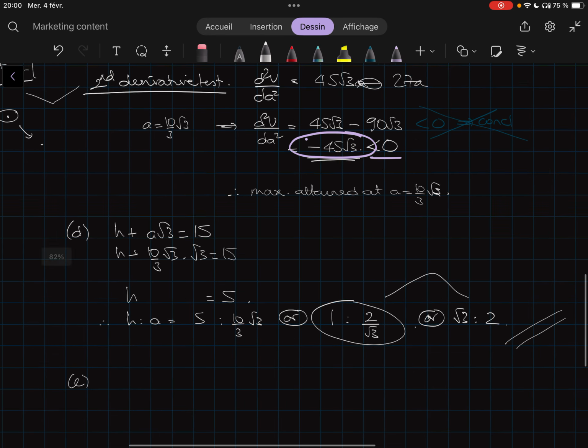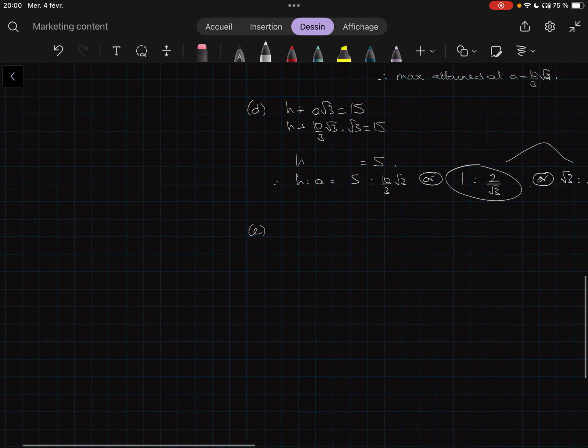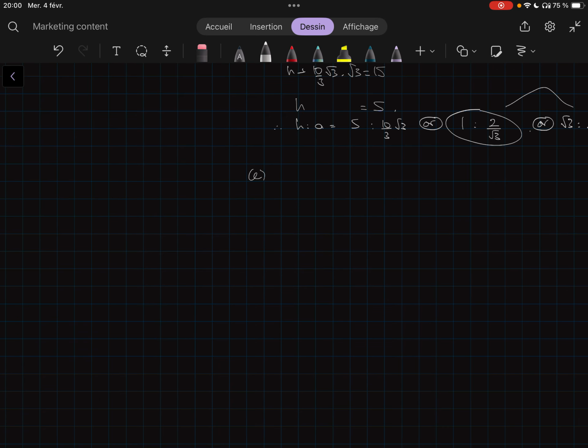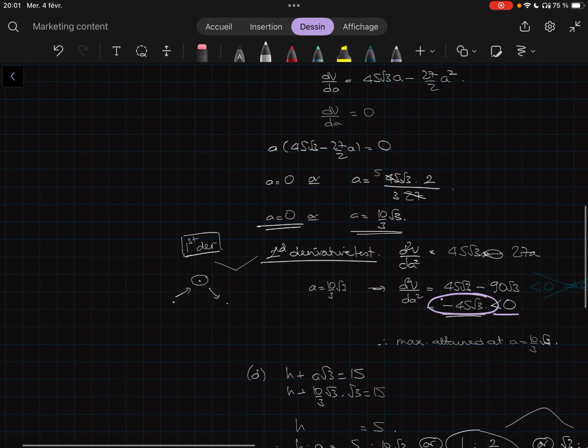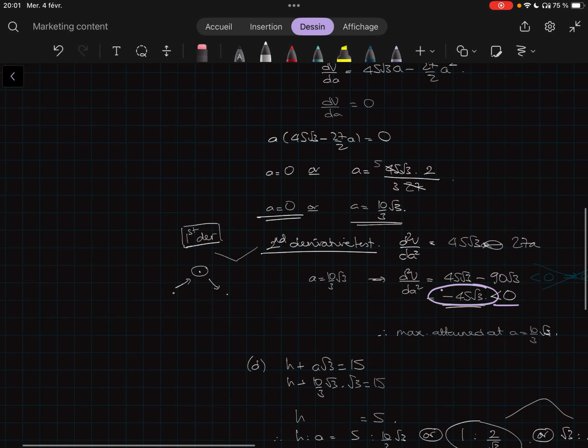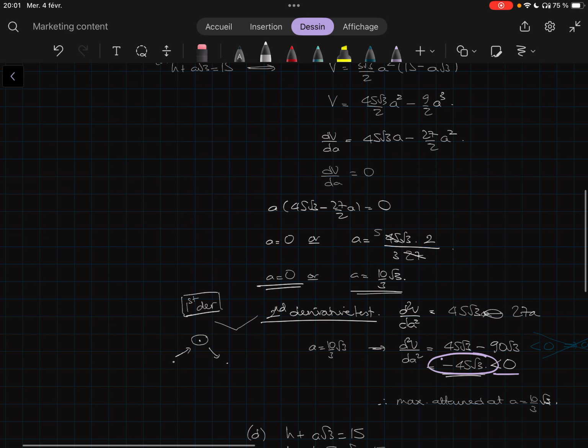Part E. Sketch the graph showing the volume of the prism as the value of A varies. Another simple one, but wait, is there a catch? So V is equal to 45 root 3 by 2 A squared minus 9 by 2 A cubed.